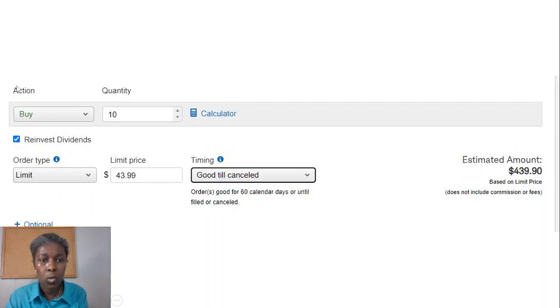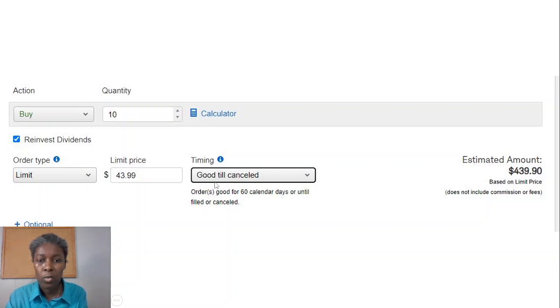And another thing to consider is, if you have that box, reinvest dividends, you can check it if you want the stock to reinvest the dividend. And if the stock pays dividends, they'll automatically reinvest it for you at no cost. And if you are wondering how much Charles Schwab charges to purchase stock, or how much it costs to purchase stocks at Charles Schwab, it is free. You do not pay commission fees.